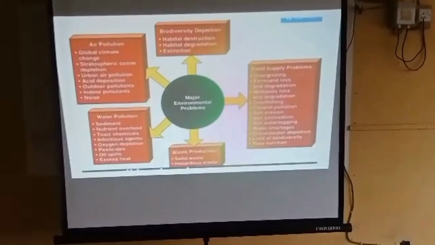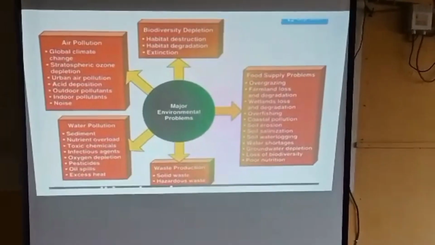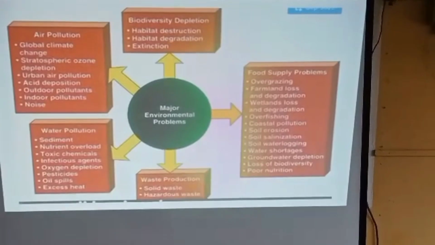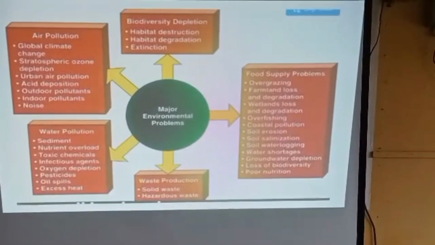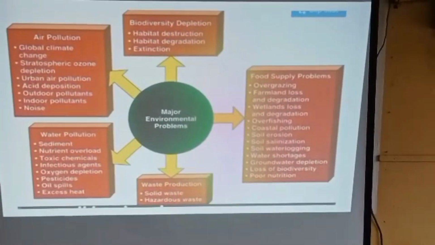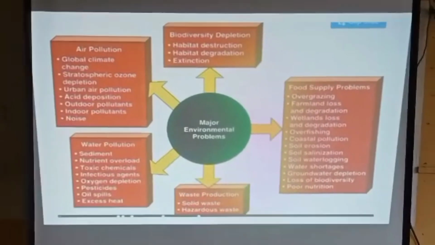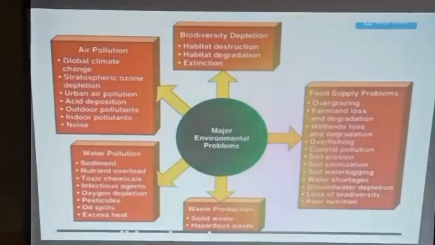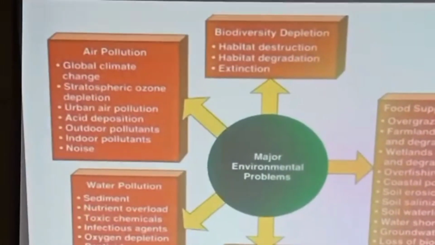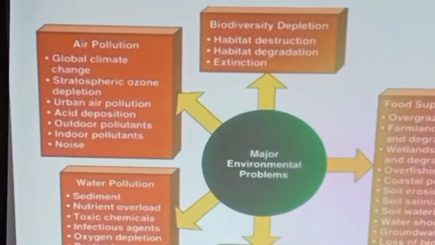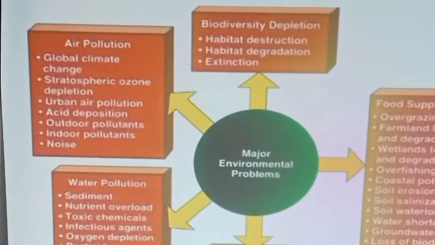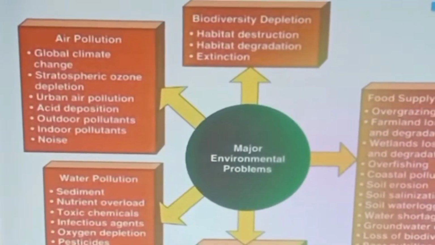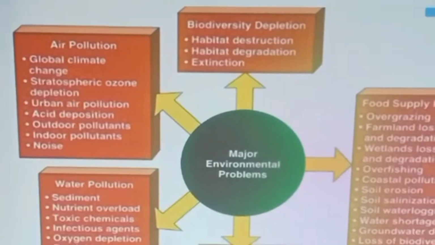Here, the next slide is some major environmental problems. Under these major environmental problems, they are divided into 5. One is the air pollution. Under the air pollution, we have several environmental issues or problems such as global climate change, stratospheric ozone depletion, urban air pollution, acid deposition, outdoor pollutants, indoor pollutants, noise.